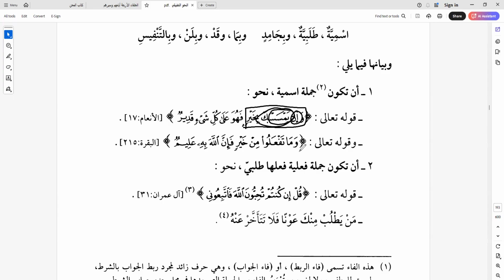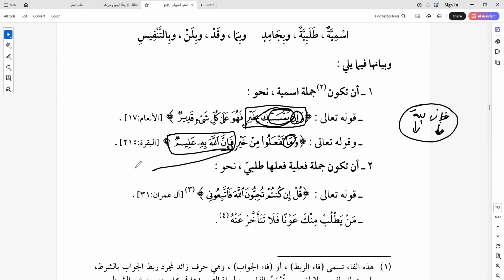Let's look at another ayah. وما تفعلوا من خير فإن الله. Now remember, this is جملة اسمية. إن الله, right? إن الله اسم إن, حرف النصب. الله اسم إن. So جملة اسمية. So therefore we have to say فإن, fa. We have to bring this fa.